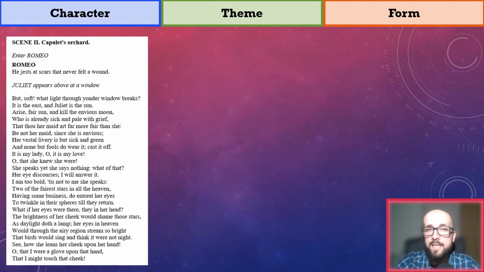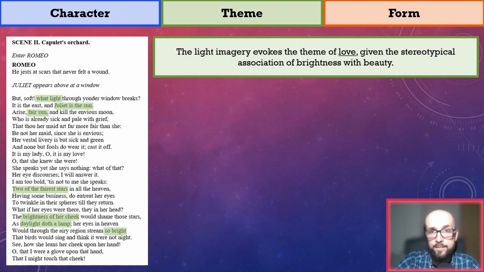And the first thing that sticks out to me about this dialogue is the light imagery that is apparent in these lines. Now this light imagery evokes the theme of love, given the stereotypical association of brightness with beauty. As Romeo talks about Juliet's beauty by using light imagery, he also compares her to the moon, who is apparently jealous of Juliet's beauty. Classically, the moon is associated with the Greek goddess Diana, who is not only seen as the goddess of the moon, but the goddess of chastity too, and it appears to be this second aspect of her that Romeo alludes to.